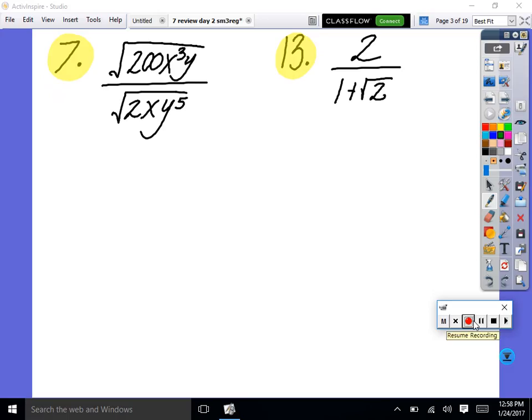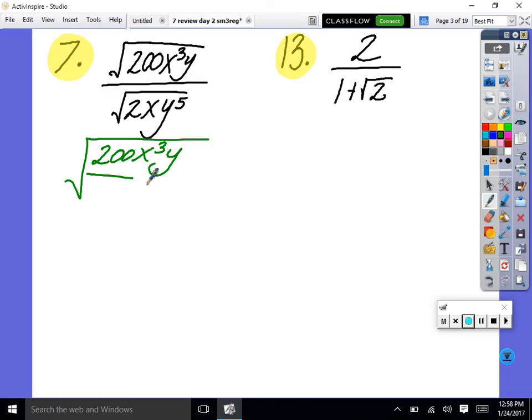Next section says simplify. Now remember, simplify means add, subtract, multiply, or divide. So everybody, look at number 7. This one's division. Now notice we have 2 radicals. Anytime you have 2 radicals and they're the same radical, your first step is to put the radicals together and simplify everything underneath. Square root, so we can put them under the same square root. So we have 200x cubed y on top, and on bottom we have a 2xy to the 5th. Is everybody feeling okay about that?